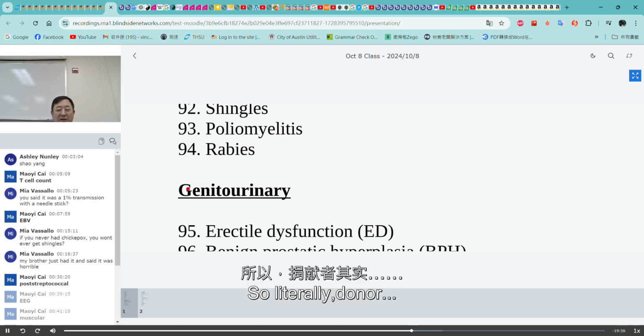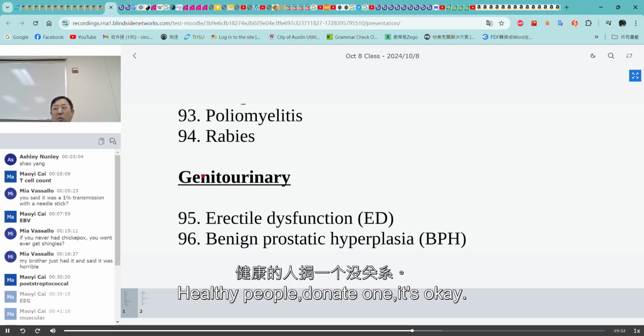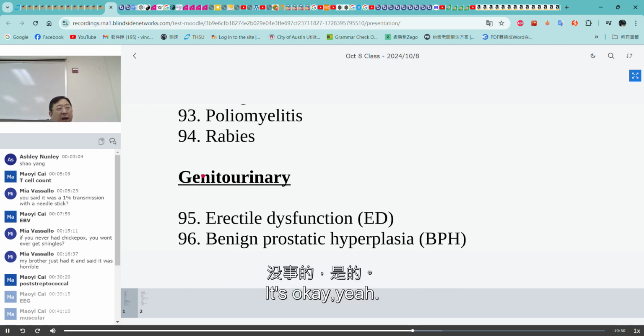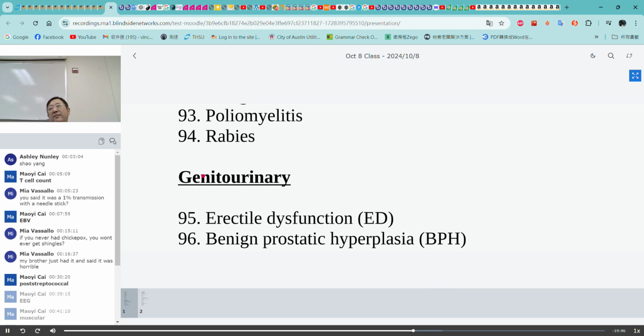So usually a donor, a healthy person, can donate one. It's okay. If everything is fine with you, you donate one. That's good.